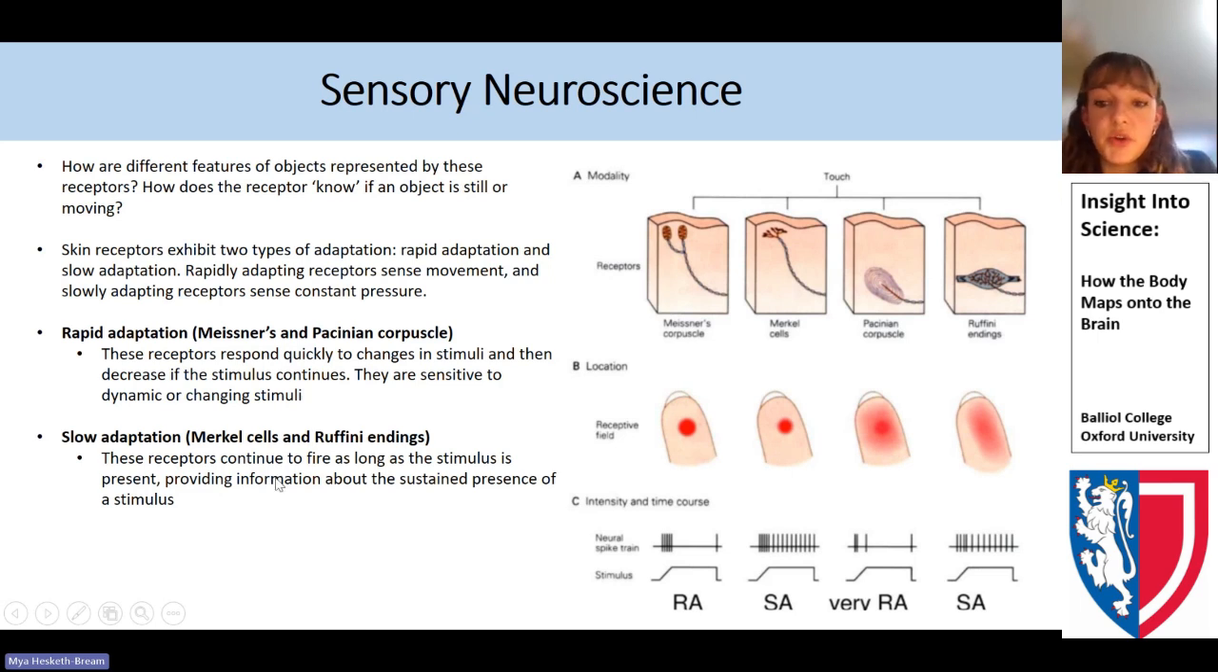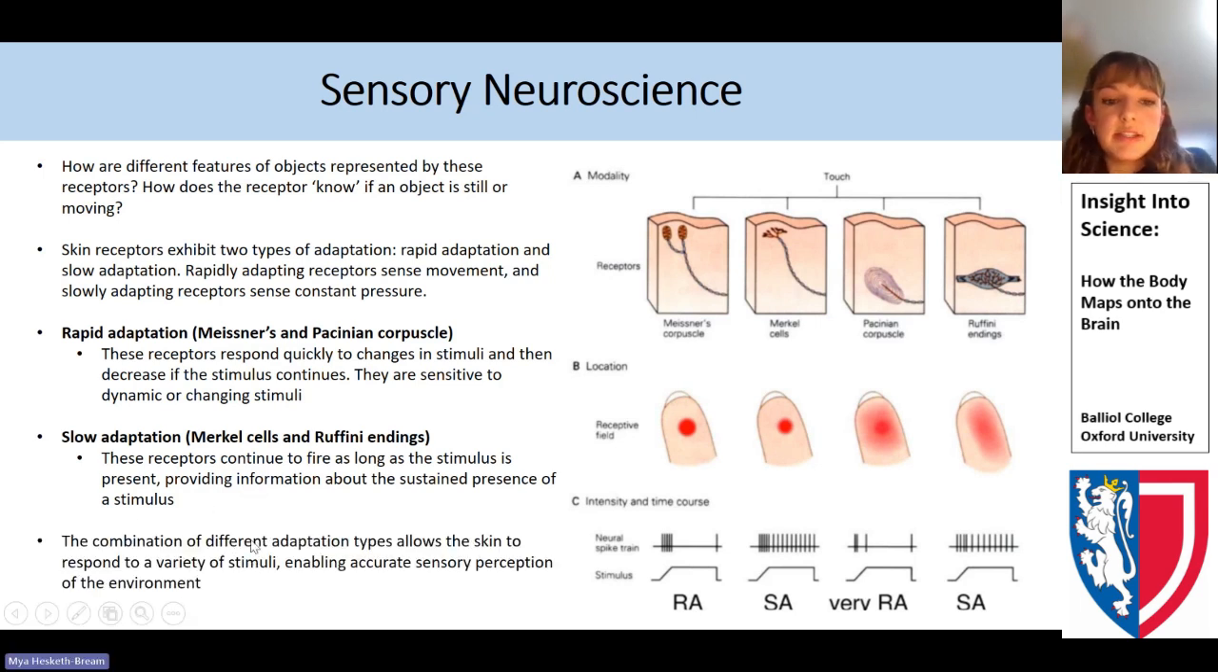But we also need to tell the brain that something is just sat on our skin and that it's not moving at all. To do this, we have these slowly adapting receptors, and these are the other two: the Merkel cells and the Ruffini endings. These receptors continue to fire. What that means is they fire these action potentials, they're electrically excitable, for the whole time that the stimulus is present.